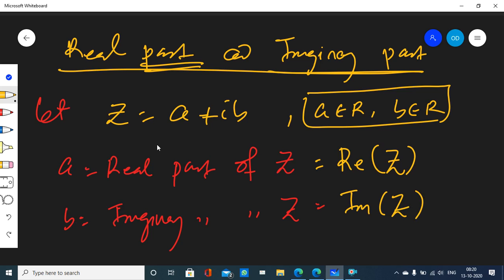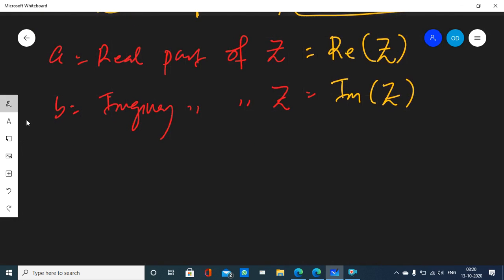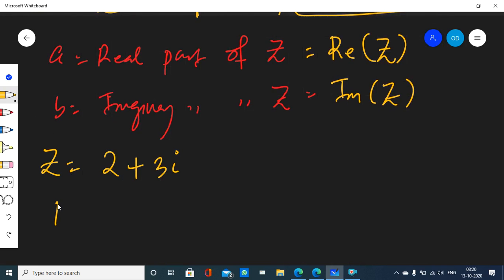See, a complex number has two parts. Real part, imaginary part. a is the real part, b is the imaginary part. See, b is the imaginary part, not ib, because ib is the imaginary number. Imaginary part is the one that is multiplied with i. And remember, there should be a plus between them. If there is no plus between them, you have to introduce it, then find out b. You get my point? So b is the imaginary part. So let's say z is equal to 2 plus 3i. What is the real part here?